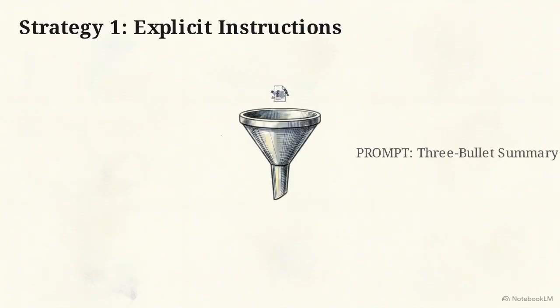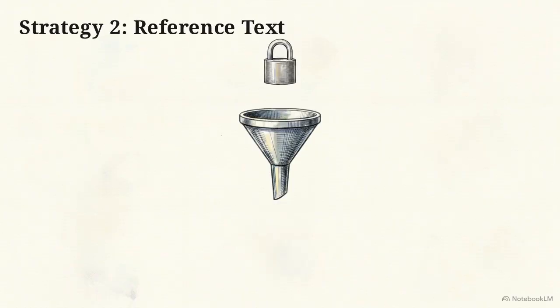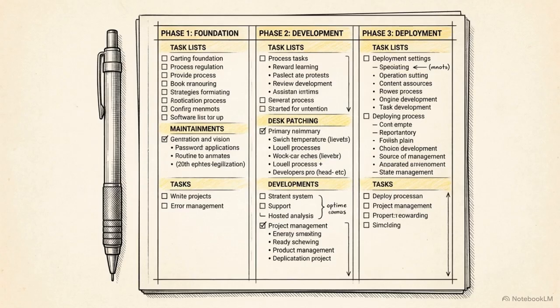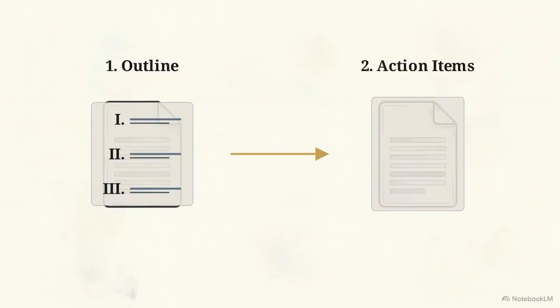Strategy 1 is explicit instructions. Command the AI to write a 3-bullet summary to filter out noise. Strategy 2 is reference text. Command the AI to rely strictly on the transcript, locking out outside data. Strategy 3 is breaking down complex tasks. Instead of one big request, have the AI generate an outline first, and then run a separate prompt to extract action items.